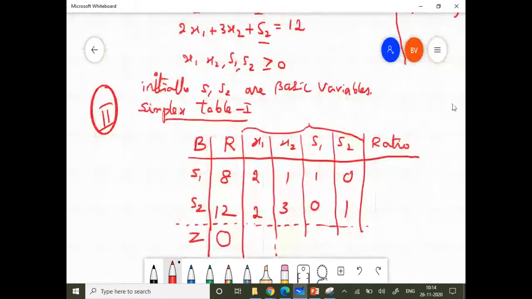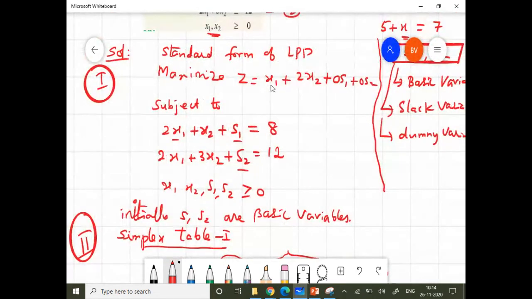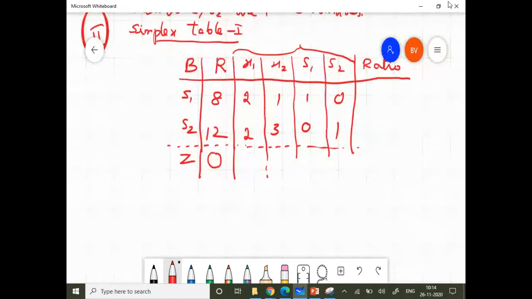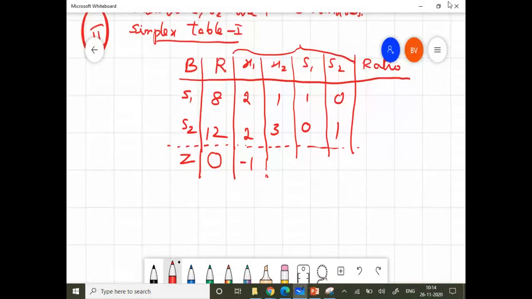Fill this row with its opposite sign. So this is -1, -2, 0, 0. That's what we had to use here. In the X1 column, the coefficient of x1 in the Z function, the objective function, is 1. So we will write the opposite sign, -1. The coefficient of x2 was 2, and we will write -2. For zeros, no sign. That is it. Now this is called the initial simplex table.